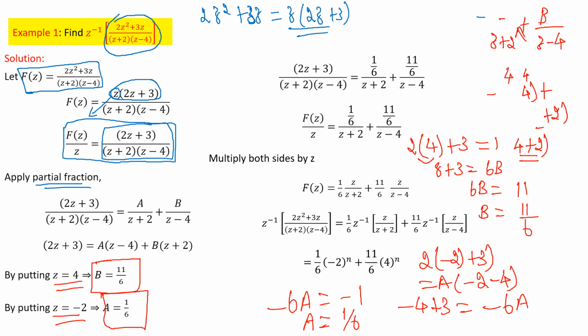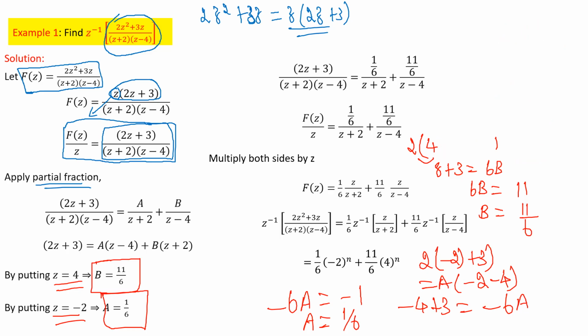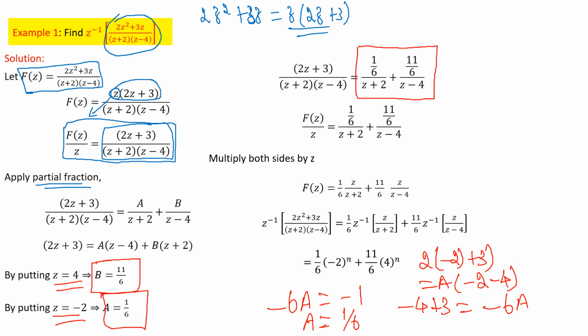Now let us substitute the a and b values in the respective places. We will get 1 over 6 by z plus 2 plus 11 over 6 divided by z minus 4. Now step number 4, we are going to multiply both sides of this equation by z.